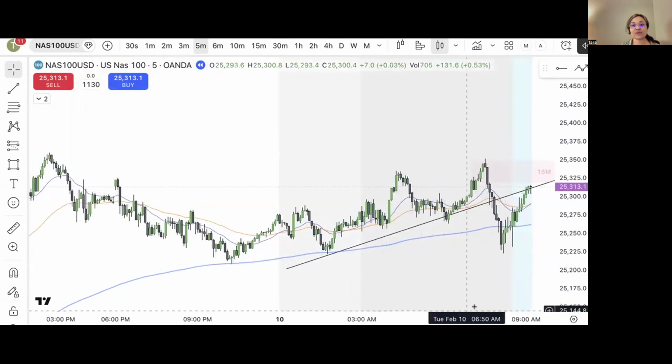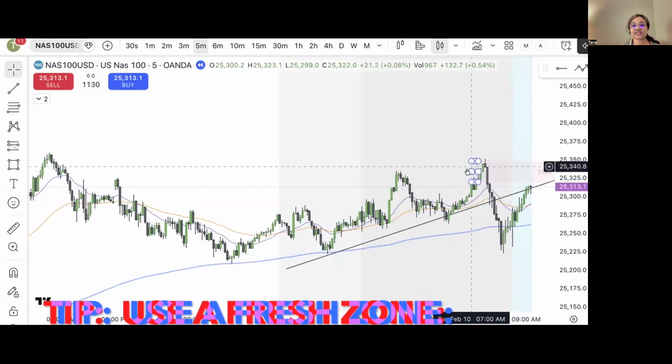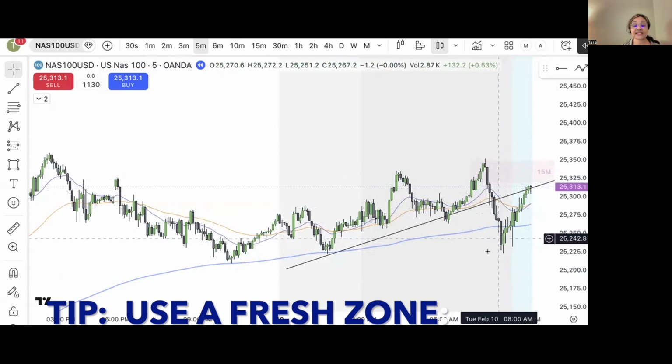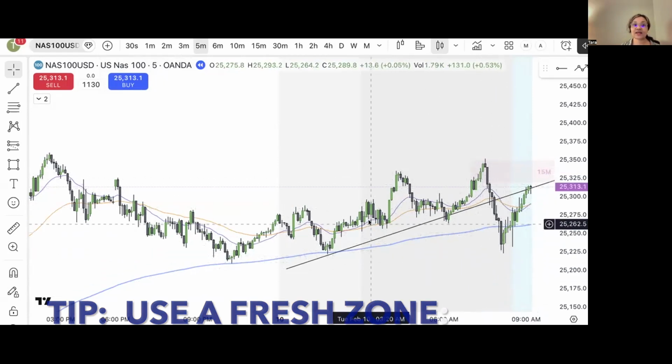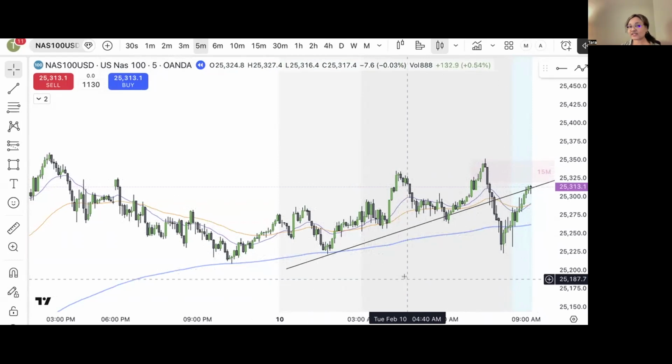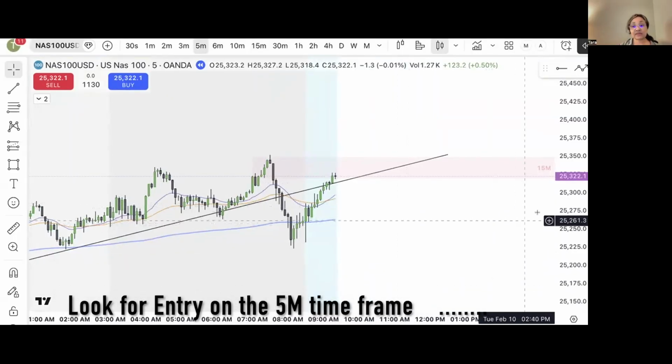Okay, and while we're looking here, we want to notice that this is a clean zone. This zone has not been tapped into before. So it's important to keep that in mind when you're trading supply and demand. Okay, and so this could be the beginning of a 3-bar reversal.